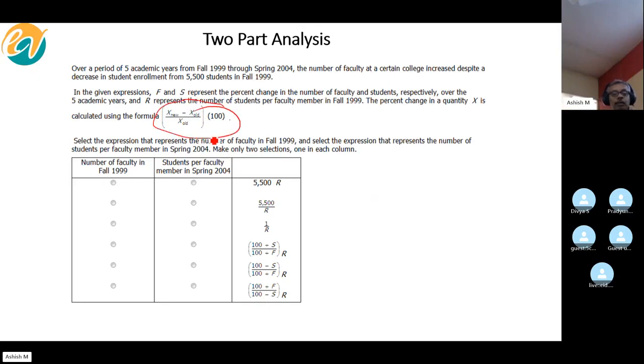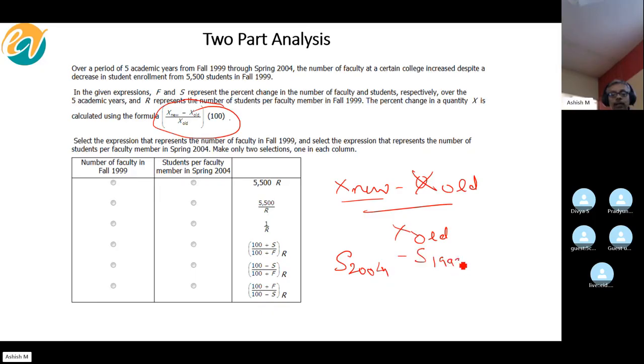This is the formula. Do you agree with this formula or not? Yes, x new minus x old divided by x old. Tell me, in the case of students, x new would be what? S 2004. Do you agree? And x old would be students in 1999, divided by students of 1999 into 100. Do you agree this is the percentage change of students?